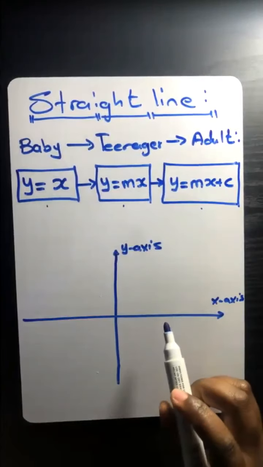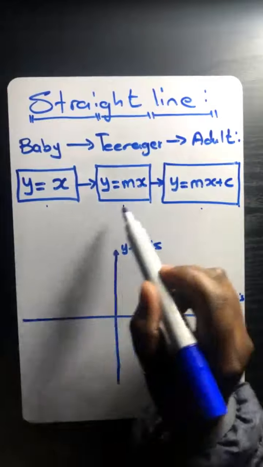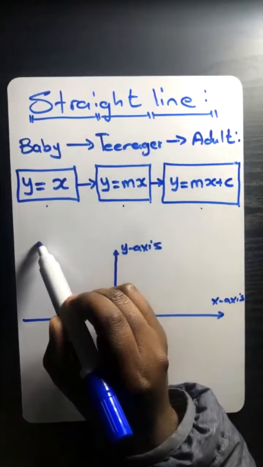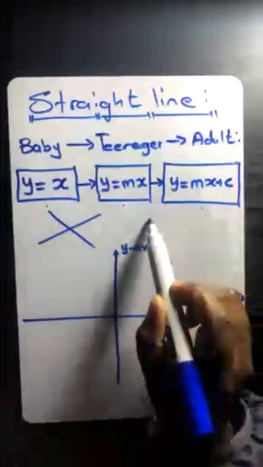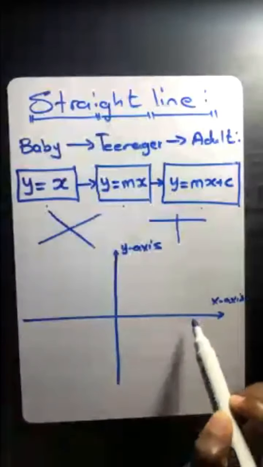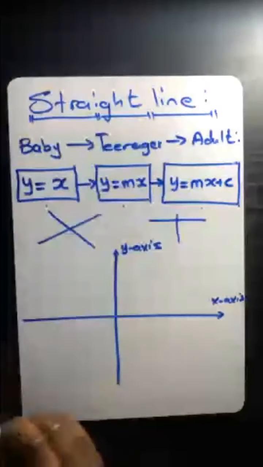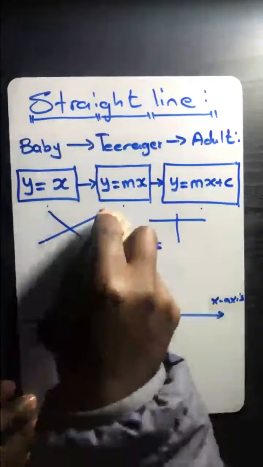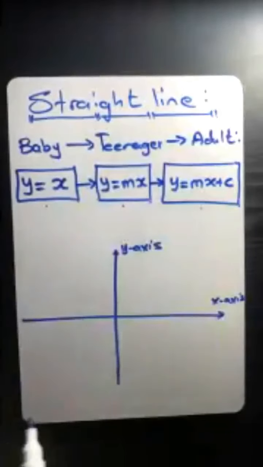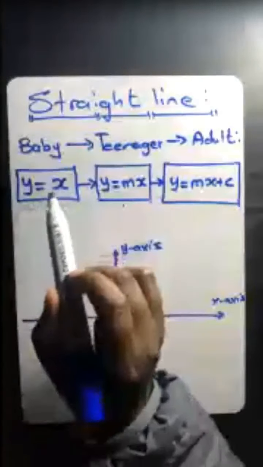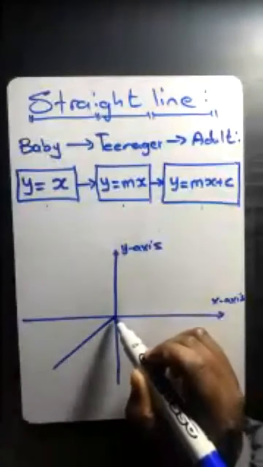So remember, guys, a straight line is just a line which is straight. It doesn't matter whether it's straight at that angle or whichever angle. When we talk about a straight line, we just talk about a line which is straight. So it's as simple as that. So y is equal to x is just a straight line passing through the origin.